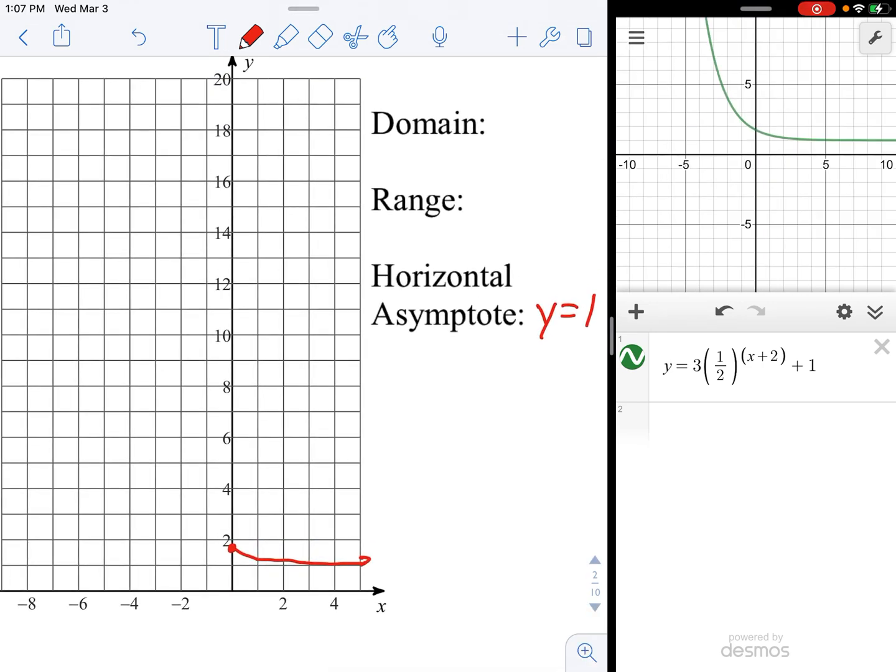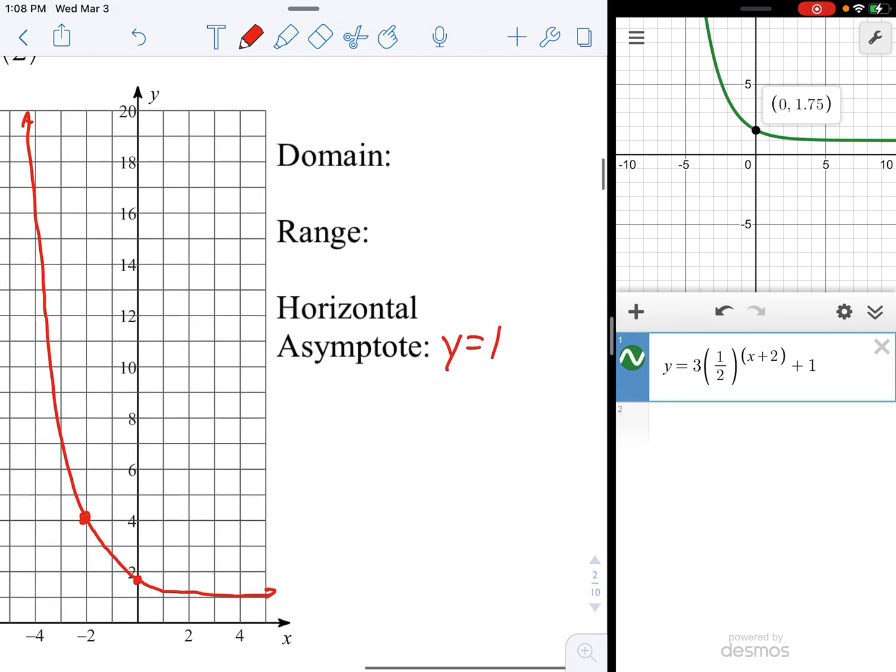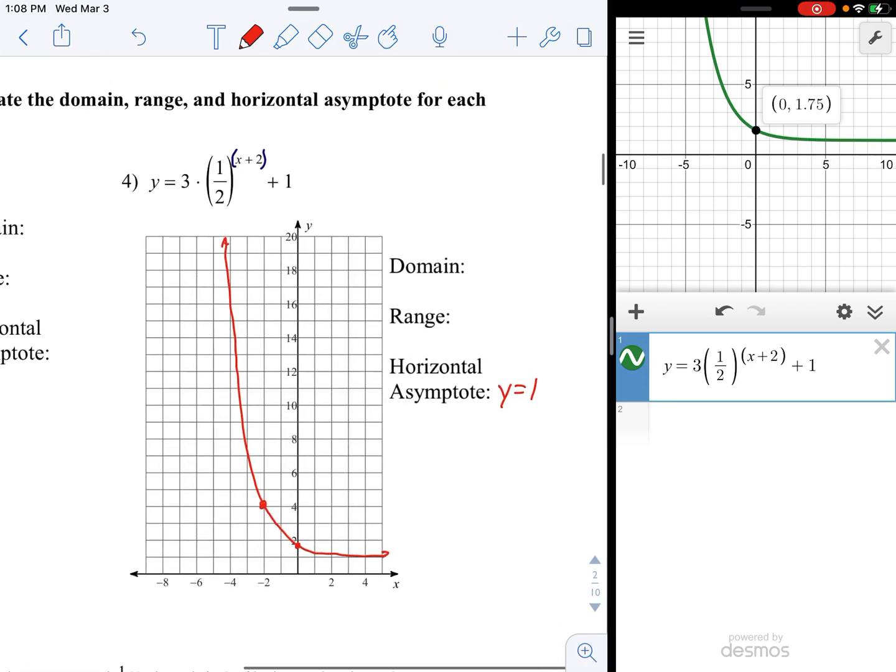Hit the home button. What happens to the rest of the graph? Well, I don't know. Are there any other key points that make it easy to graph? -2, what is that? -2, 4. And I don't think there's any other key points. So I'm going to go through there and just kind of draw my arrow like that. So there it is. There's my graph, and my asymptote is y equals 1.